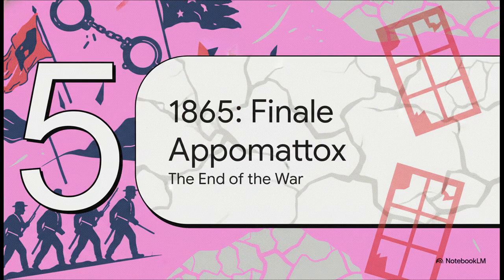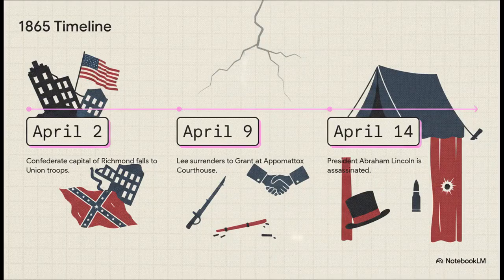Which brings us to our final chapter, Section 5, 1865, Finale at Appomattox. By this point, the window for the South was slamming shut. The Confederacy was starving, geographically carved up, and staring down absolutely inevitable defeat. The collapse in 1865 happened with breathtaking speed.